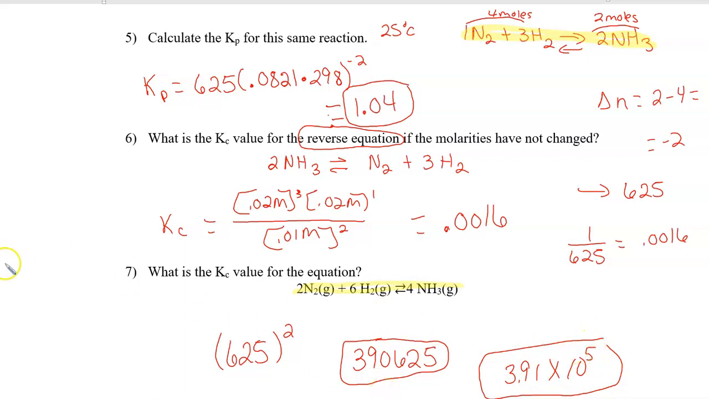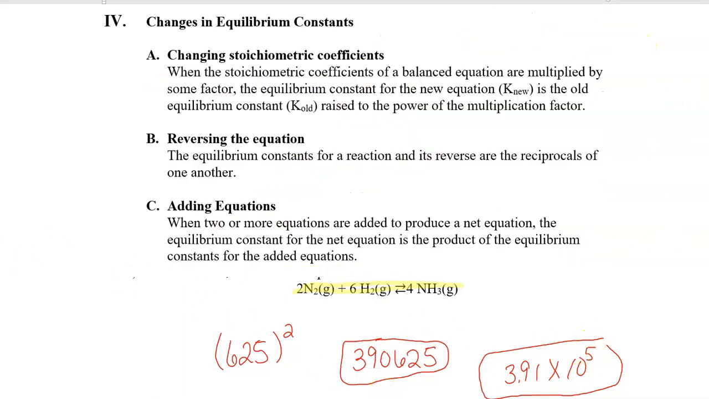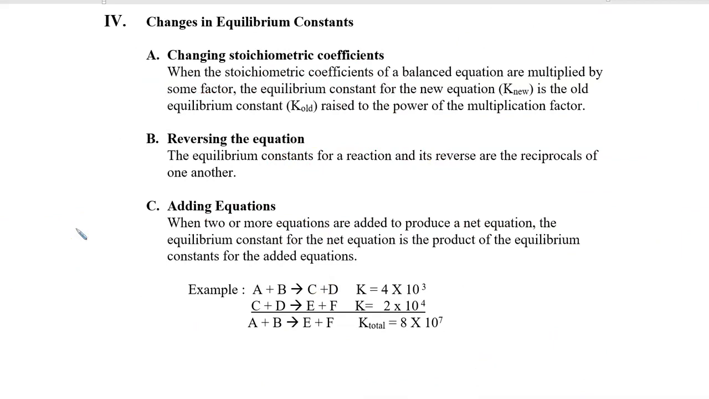Alright, so let's show you some what ifs. I just wanted to do a few what if situations with this. So this is what I just said. When we change the stoichiometric coefficient, you're going to raise it to the multiplication factor. So that's what we just did. We had doubled it, so we squared it. If we reverse a reaction, you're going to do the reciprocal, which means to take 1 over. We'll get to this one in just a second. So let's go to that blank page that I was working on.